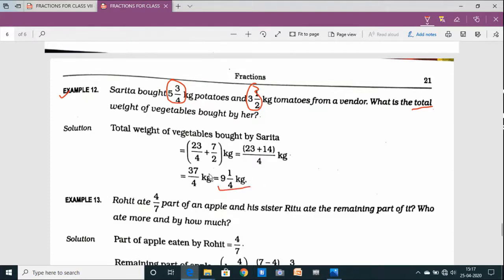So 37 will be divided by 4. 4 nines are 36, and 1 is the remainder. So the remainder will be written as the numerator, and the divisor will be written as the denominator. This is your answer.